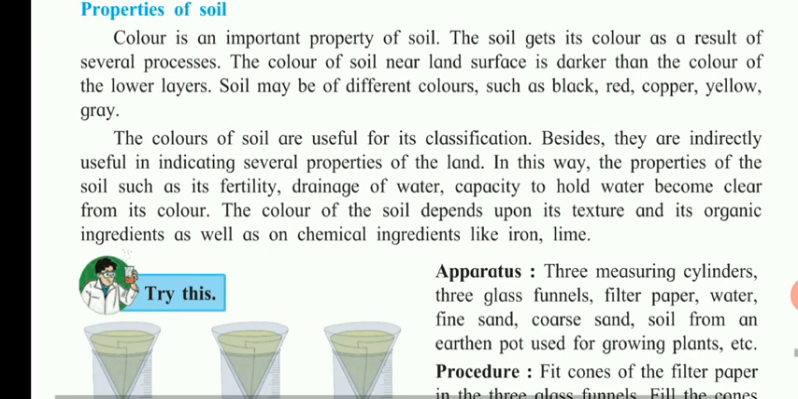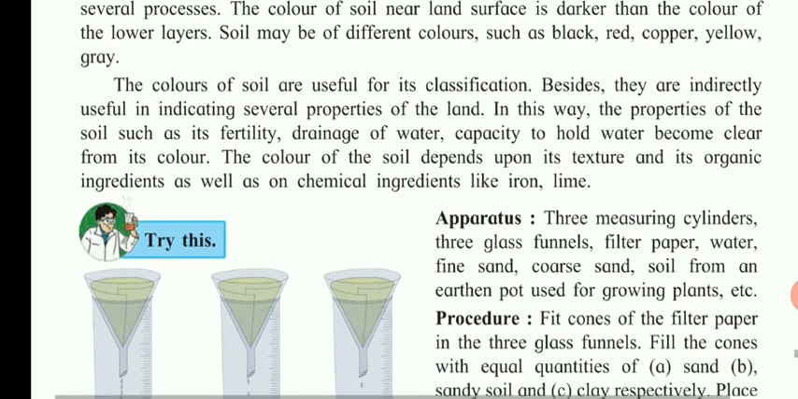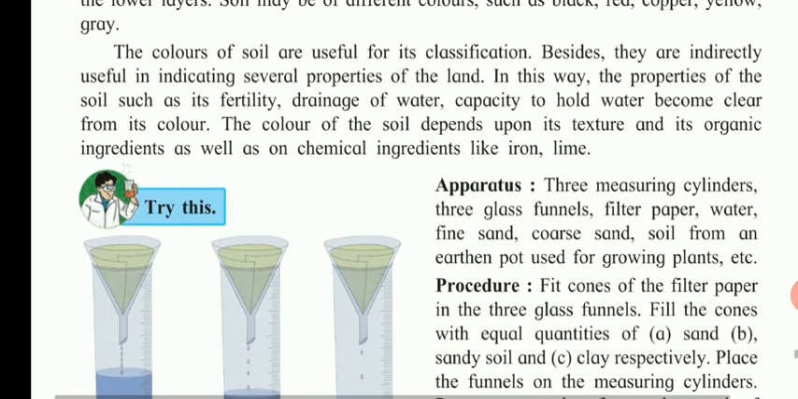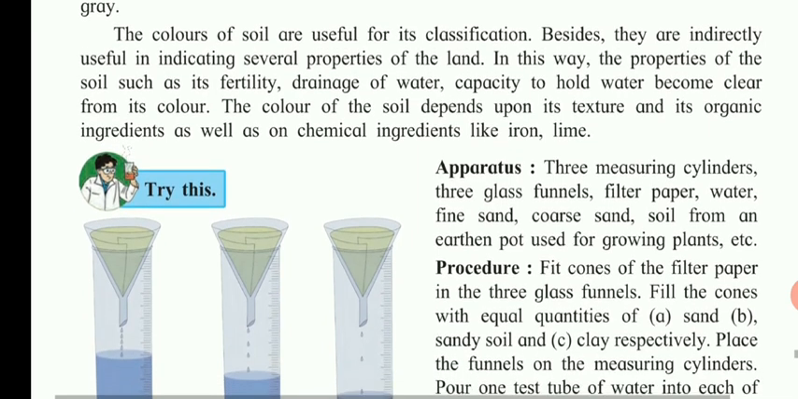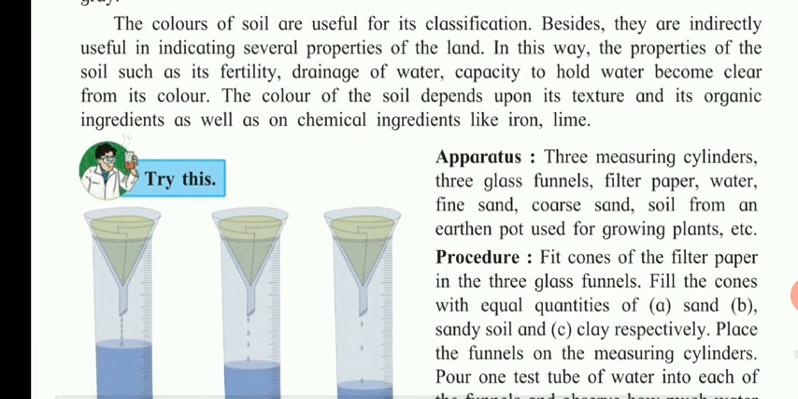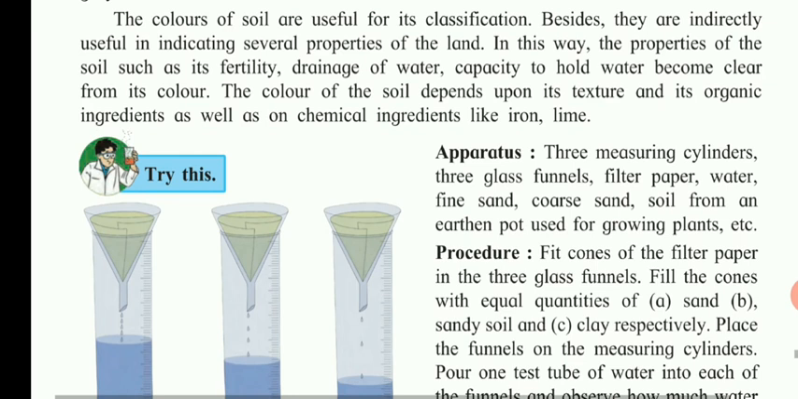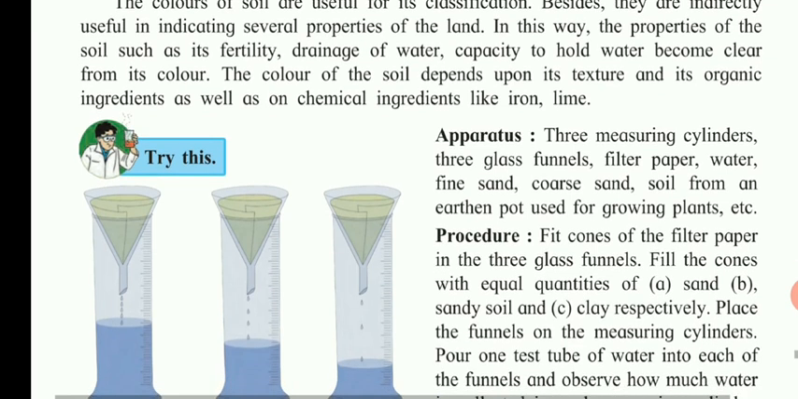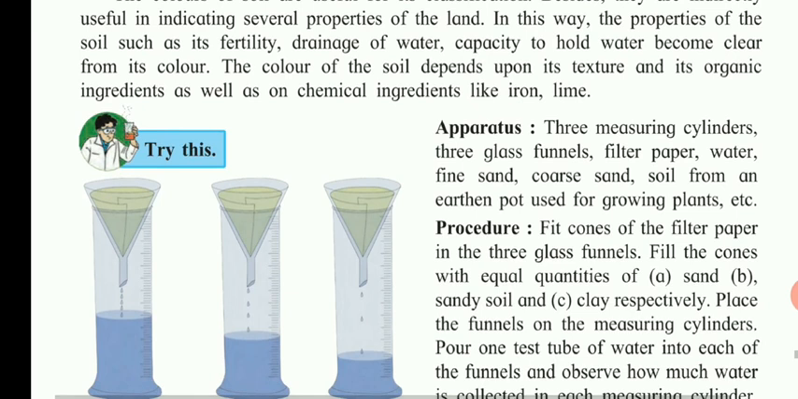The colors of the soils are useful for their classification. Besides, they are indirectly useful in indicating several properties of the land. In this way, properties of the soil, such as the fertility, drainage of water, and capacity to hold water, become clear from its color. The color of the soil depends upon its texture and its organic ingredients, as well as chemical ingredients like iron and lime.